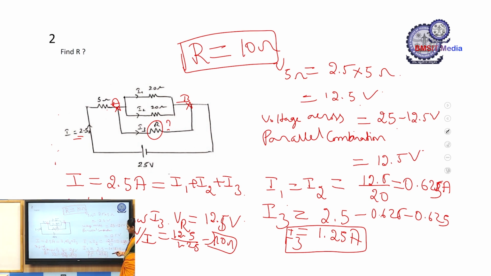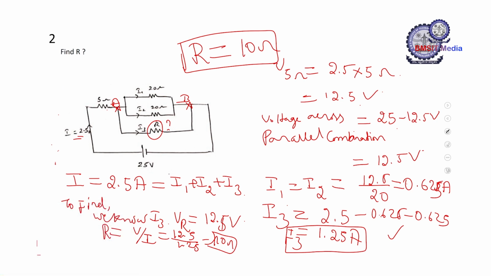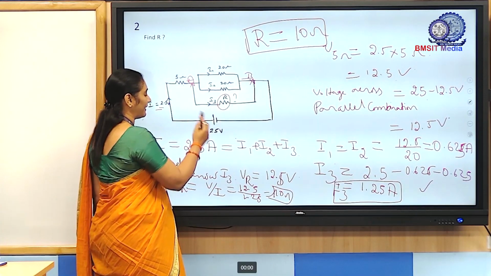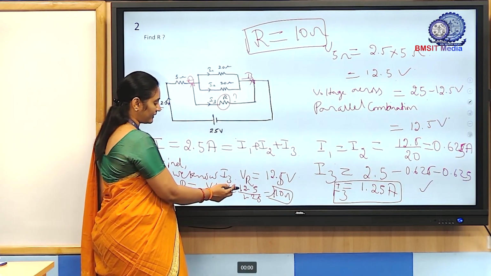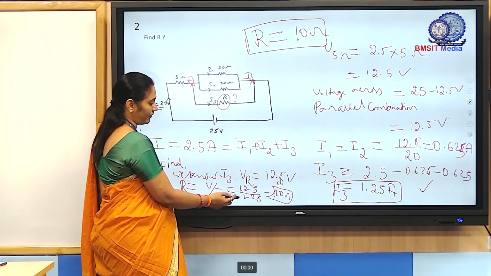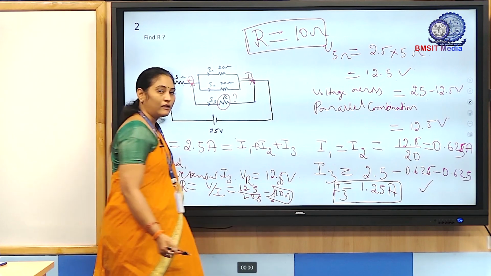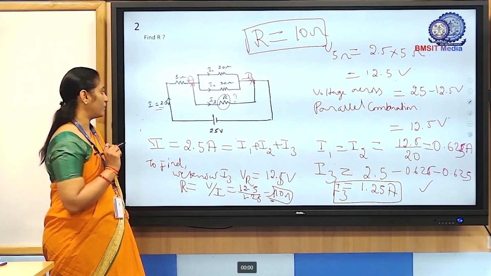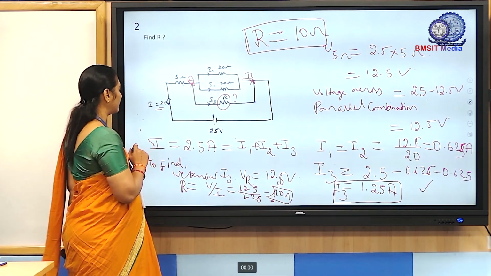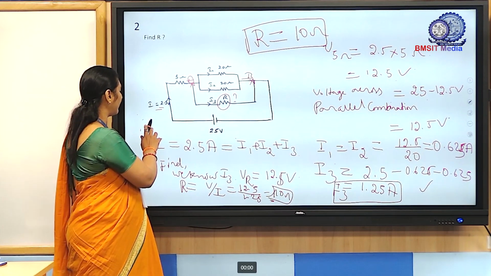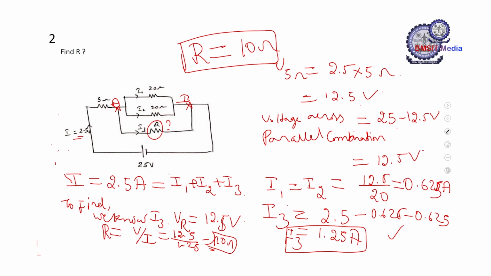So from these two equations we found out what is the I3. Once we find out what is the I3, with the help of the voltage across the parallel combination, that is 12.5, and just now we found out the I3 as 1.25, we get the R value as 10 ohms. I hope it is self-explanatory. Again, we'll move on to the next slide.